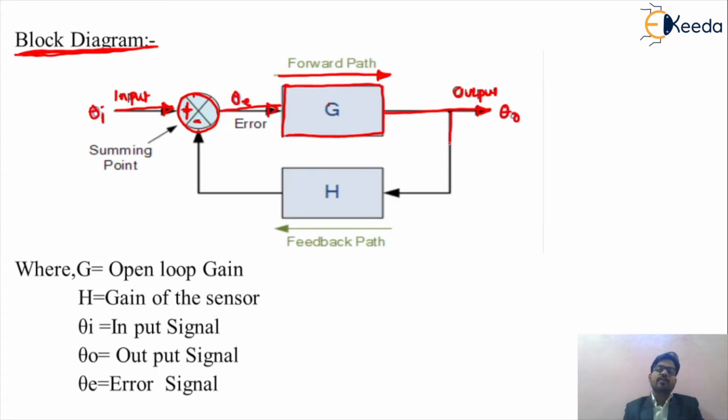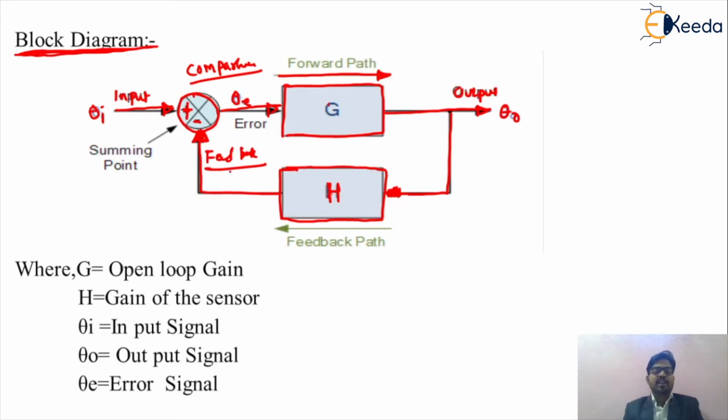From the output of your system, we take a feedback path, or we take some of the sensing signal. We call it H. H is called the gain of your sensor, in concern with speed control. This is a tachometer, and we give that gain of the sensor to your summing point. So this summing point will compare the input signal and the feedback signal, and according to that it will create its error signal.